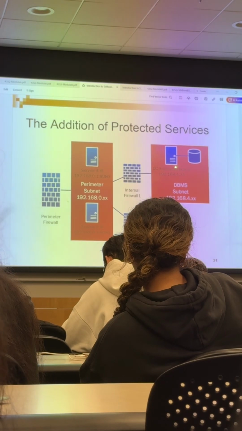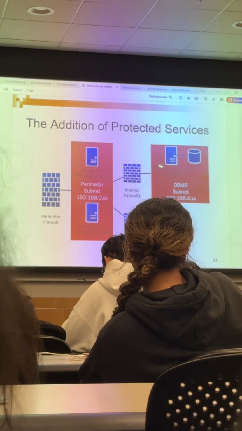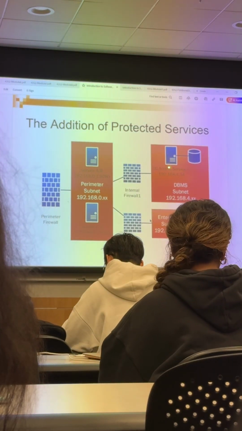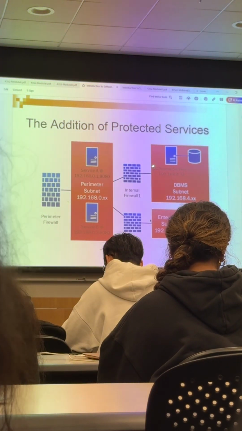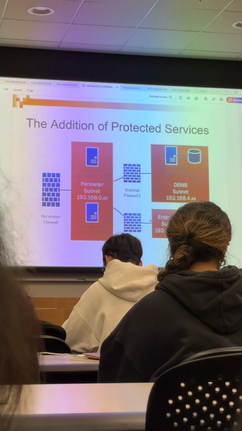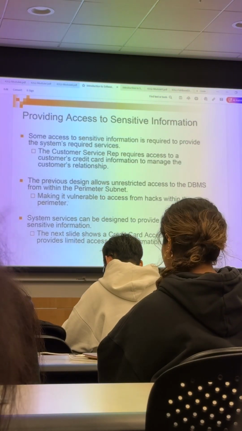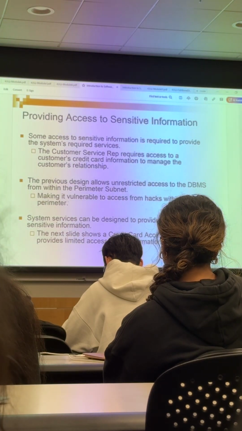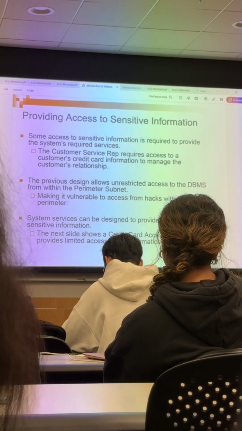Furthermore, you can also add service access restriction to only some people for the data. So this is called the DBMS subnet, and you can provide system services. You can design them so that you can limit access to sensitive information. So what is a firewall? What it does, you should know.